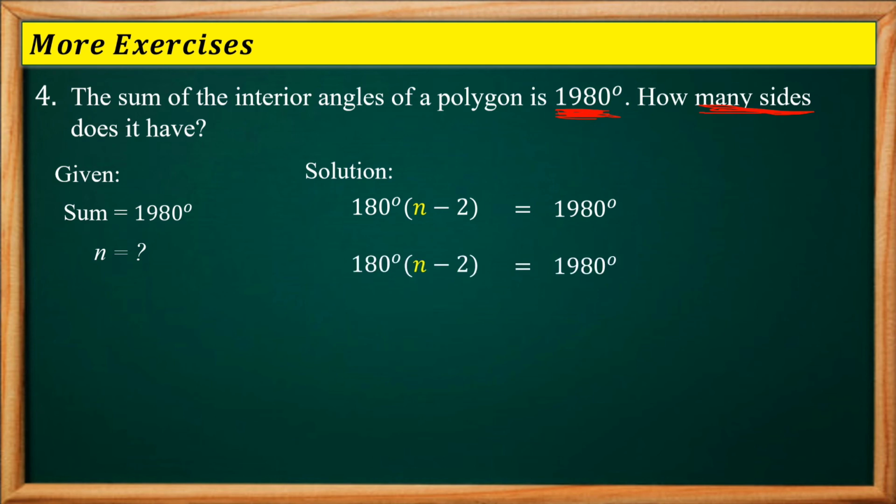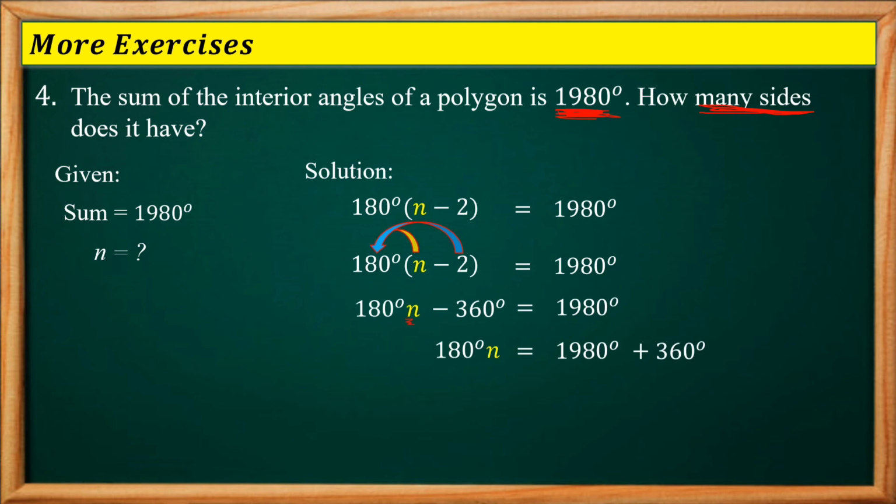Then, you can have this one. Ayan, we will do the distributive property. Okay, distributive. Ibig sabihin, multiplication yan. Multiplication. Becomes 180 degrees n and next, multiply na naman, negative 2 times 180, that is negative 360 is equal to 1980. Then, since ito yung may variable, ito wala, using the addition property of equality, okay, you'll have here 360.